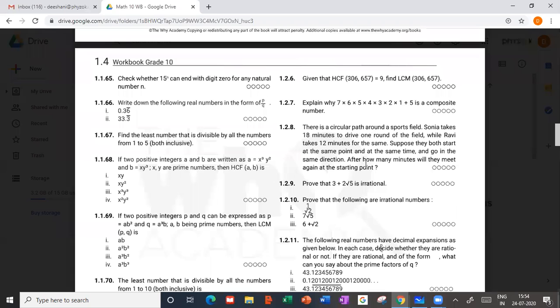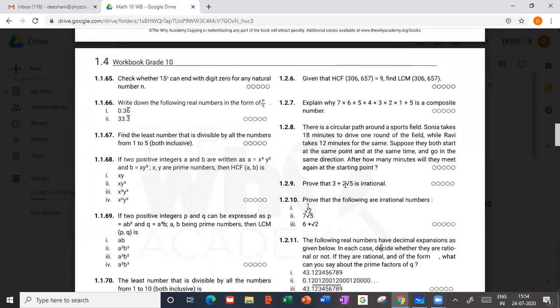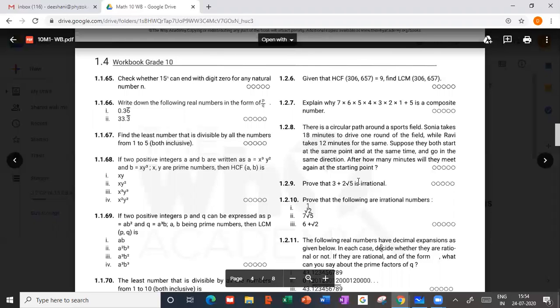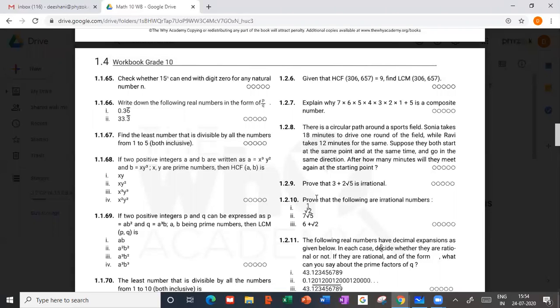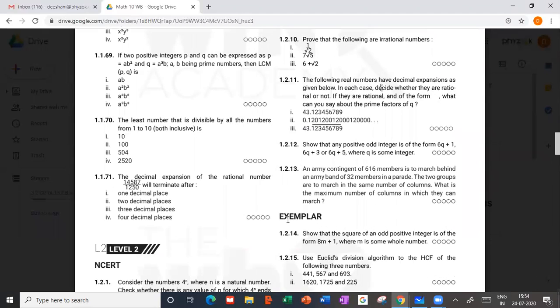Yeah, Anshul, Aditya, you were asking for more proving irrational questions, right? Here there are more. Prove that 3 plus, yes ma'am, 5 and the next, the 10th one. I think you can practice these on your own because they are the same standard. Okay, let me take up some questions which are different.